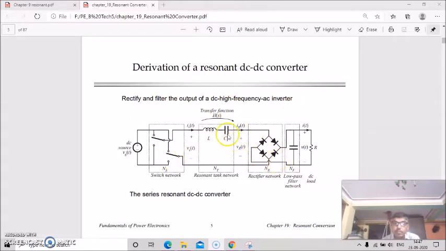So this is the switch network. This is the resonant tank network, from where we get the transfer function, and this is the rectifier network with low-pass filter network, and this is the DC load.